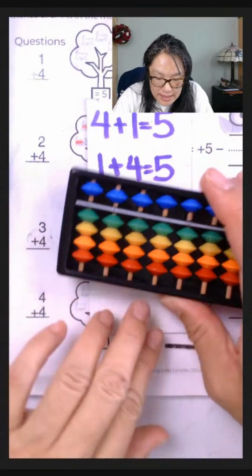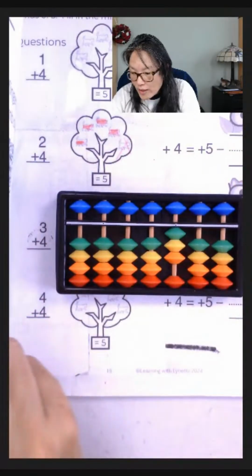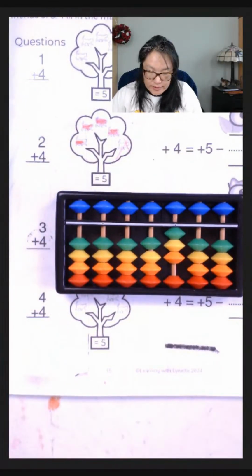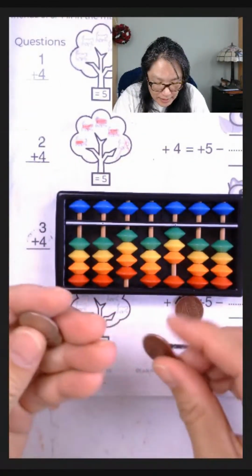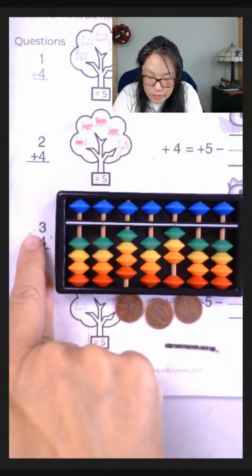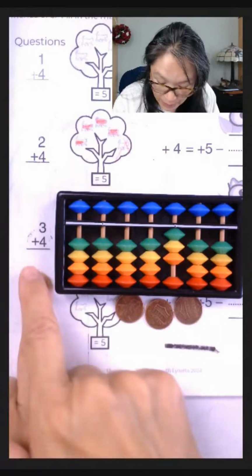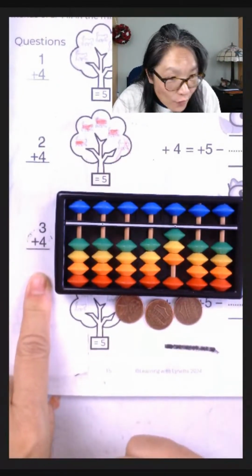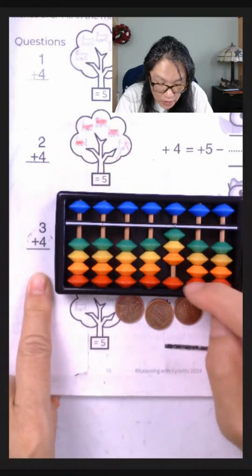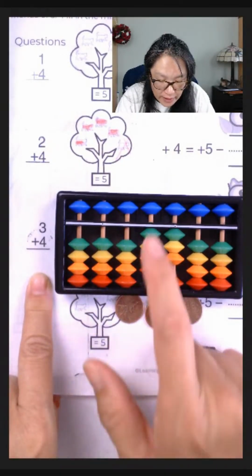What does that mean? In abacus, we have this number three. We know what three is, right? I'm going to use my coins just as an example. I have three on my abacus. I want to add the four. When I add the four, guess what? I don't have any more single beads. I'm not going to go here because then it would be 43. That's not what I'm doing.